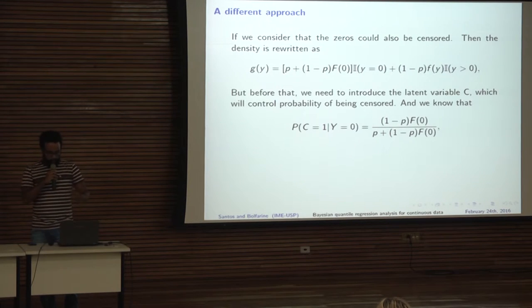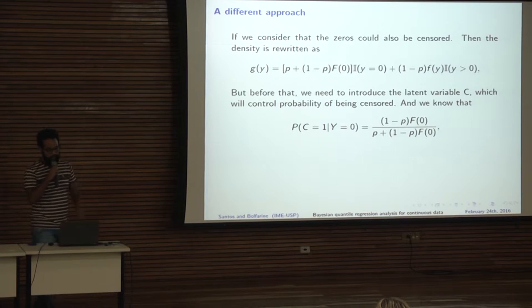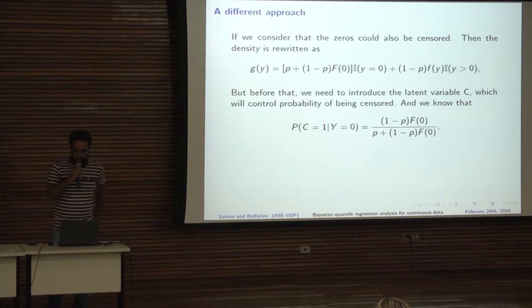So we add that variable, which we call C, which will help us model this probability of being censored. And it's easy to find that, if you say that C equals 1 when Y is censored, that will be the probability of C equal to 1 conditional on Y being equal to zero. And with that, we are able to update this variable in our MCMC.